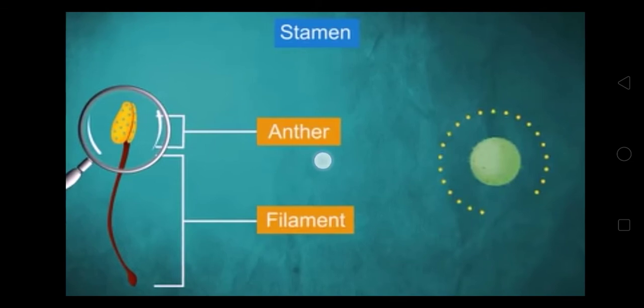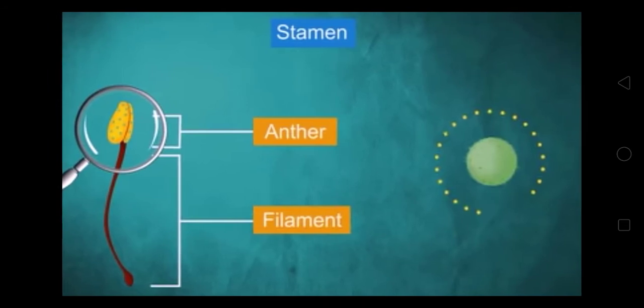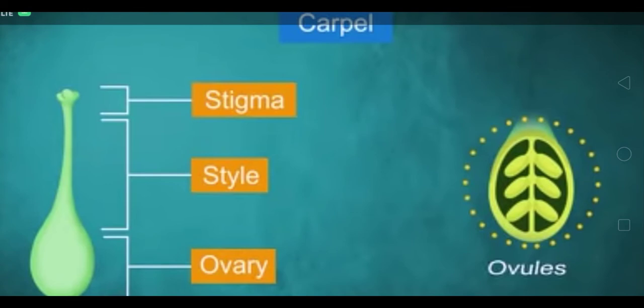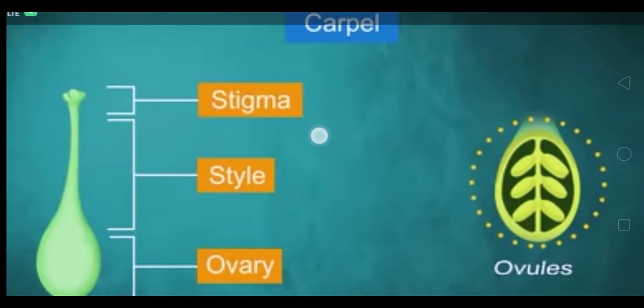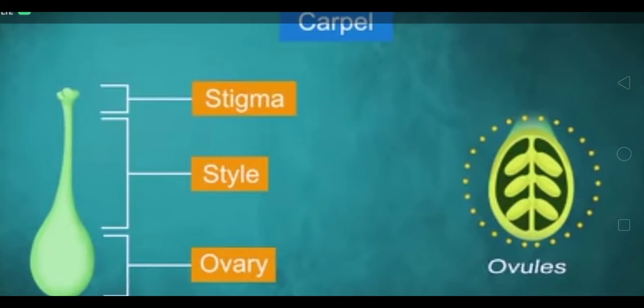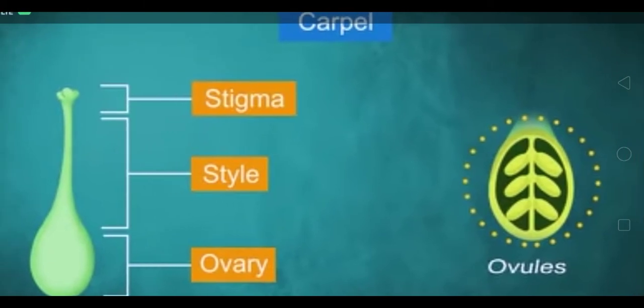The upper part, anther, has the male reproductive cells, that are pollen grains. The anther is a bag-like structure which bears the pollen grains. And the carpel has three parts. The upper sticky part is called the stigma. Then there is the tube-like structure, that is called the style, and the lower part is called the ovary. Stigma, style and ovary are the parts of the carpel or pistil. And the ovary bears ovules.